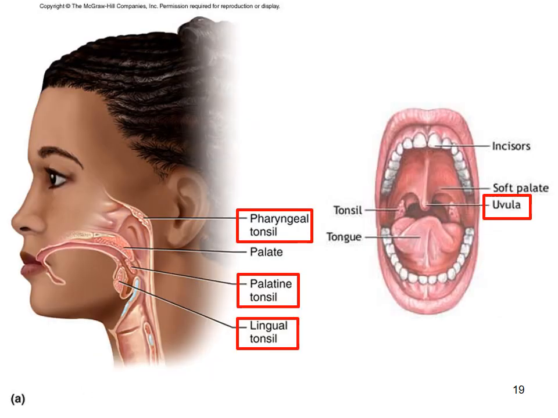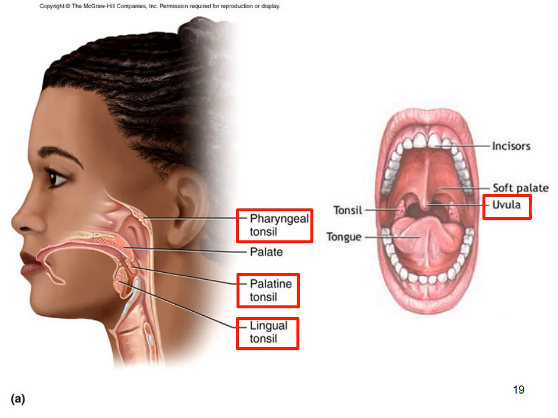Here is what it looks like in an illustration. So go ahead and take a look. Let's start on the left-hand side. You can see the labeling of the pharyngeal tonsil all the way towards the back of the pharynx. You can see your palatine tonsils, and then you can see your lingual tonsils all the way at the base of the tongue.